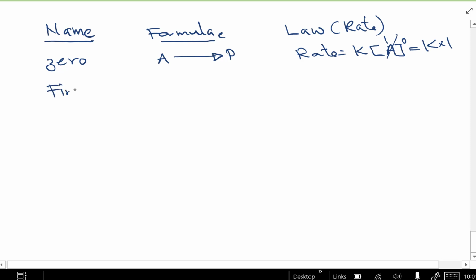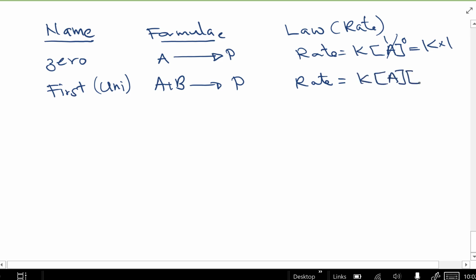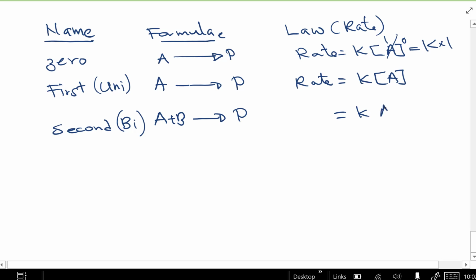So let's compare some other things here. Let's look at different types of reactions: the zeroth order, first order, second order, third order, and so on. In the zeroth order, A goes to P, and in the first order, A goes to P again. But in the zeroth order, the power is 0. In the first order, the power is 1. In the second order, the power is 2, A plus B or A squared, either way.